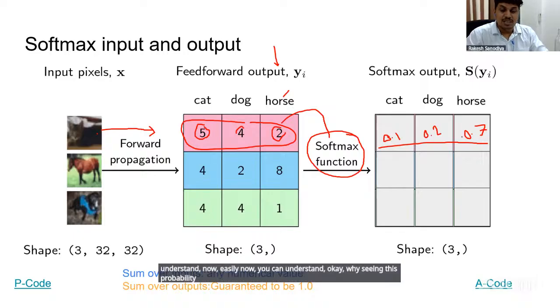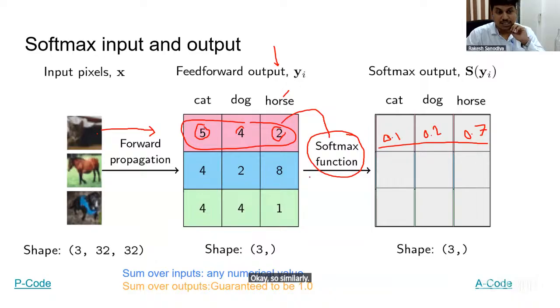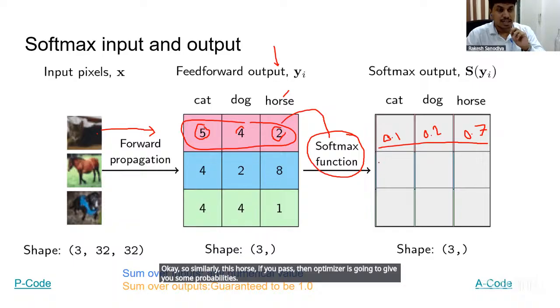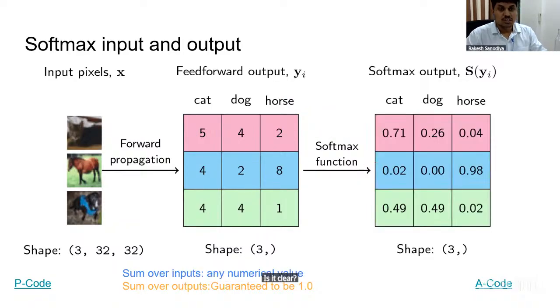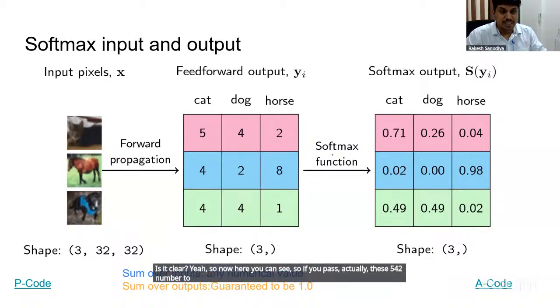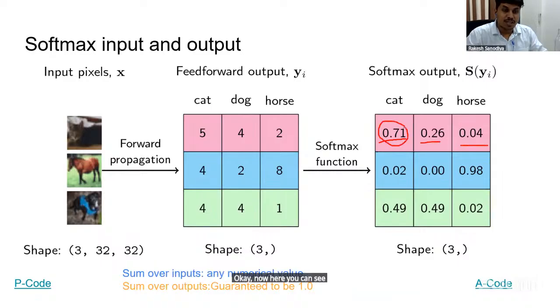Definitely the higher probability means the higher chances of this particular image belonging to which class, for example the horse class here. Similarly, if you pass this horse image, then the model is going to give you some probabilities. Is it clear? So now if you pass this 542 number to the softmax, you can see some probabilities are given. Here you can see a higher probability for the cat.